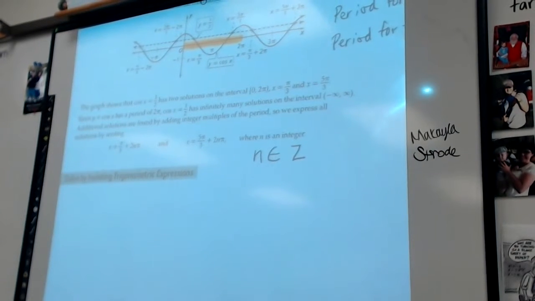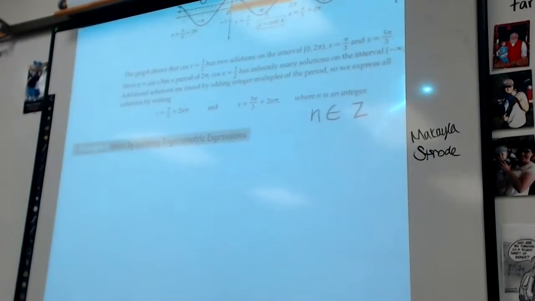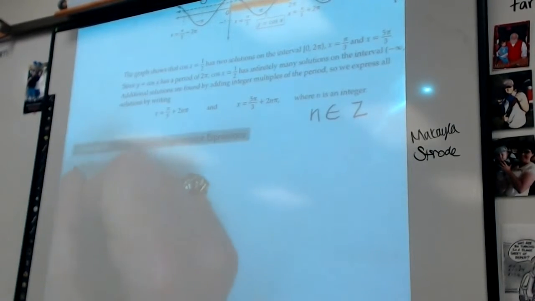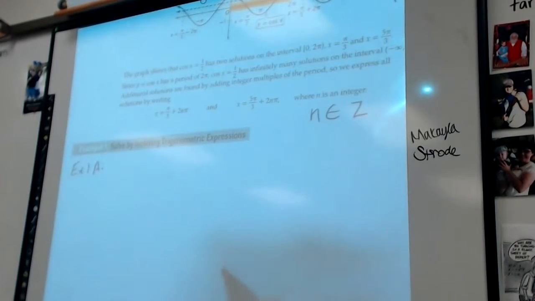Solve by isolating trig expressions. So example 1a, and we're going to solve. The directions are just solve. It doesn't give an interval, so we just assume it's going to be from negative infinity to positive infinity. So we have solve 2 tangent x minus the square root of 3 equals tangent x.